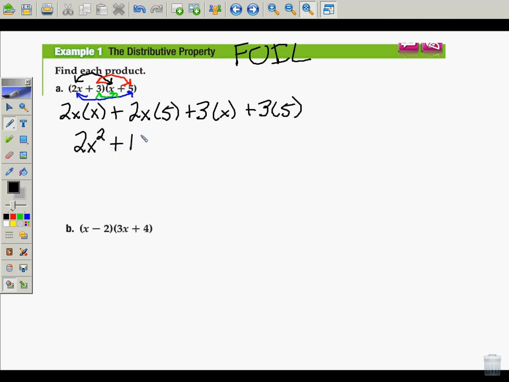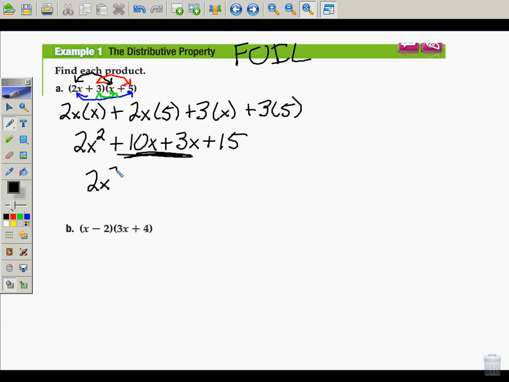Then I just have to combine my like terms. Right here in the middle you see a 10x and a 3x. I can combine those. So I get 2x squared plus 13x plus 15. And that's all there is to it.